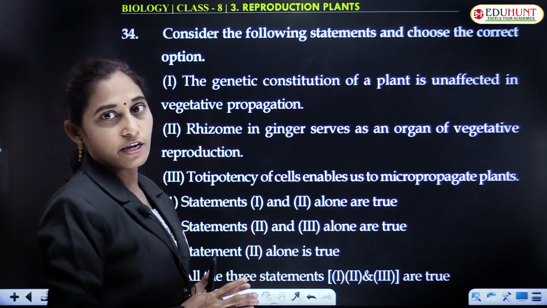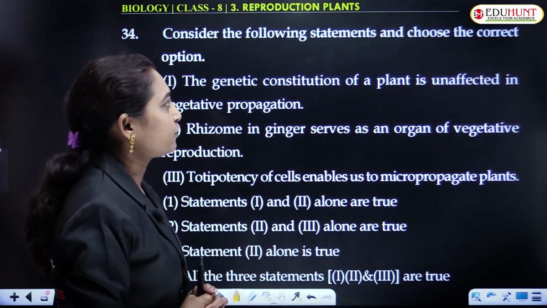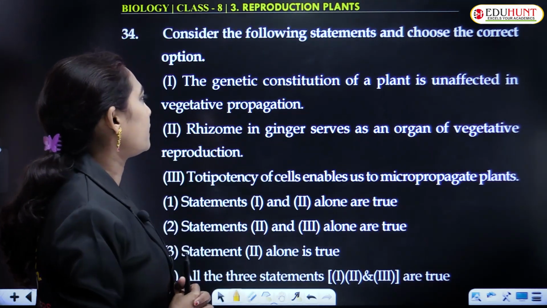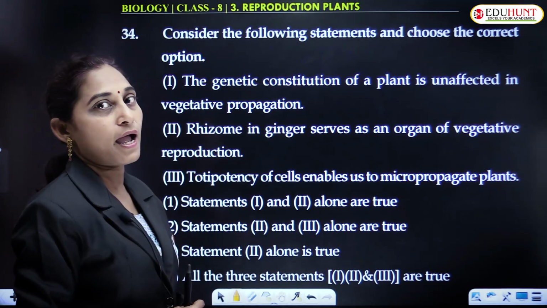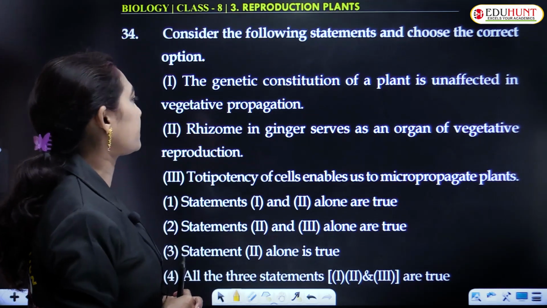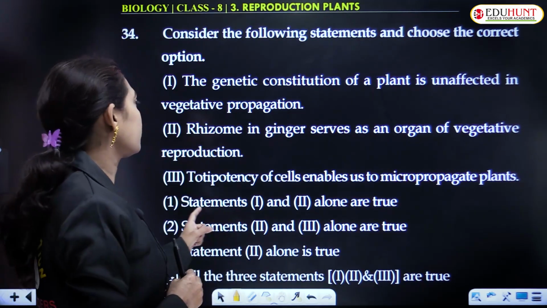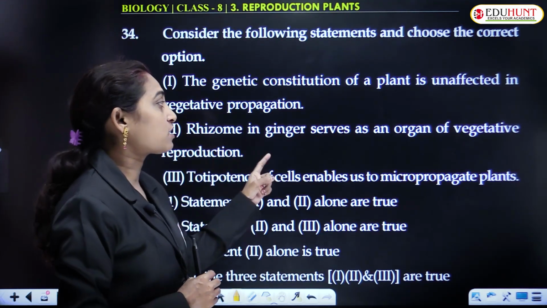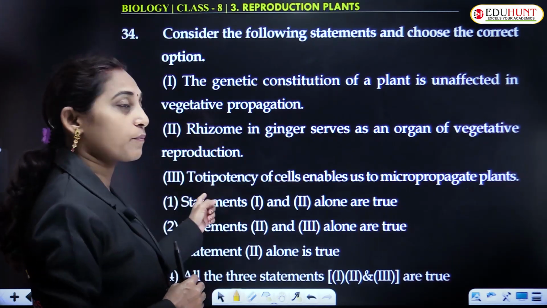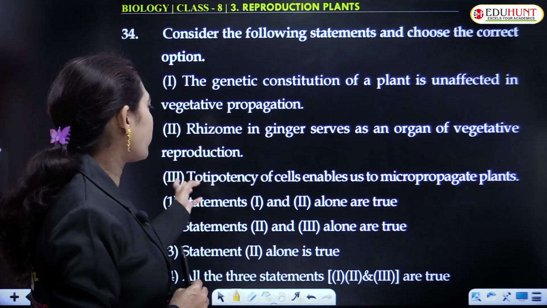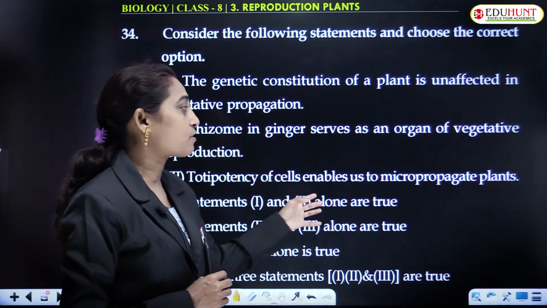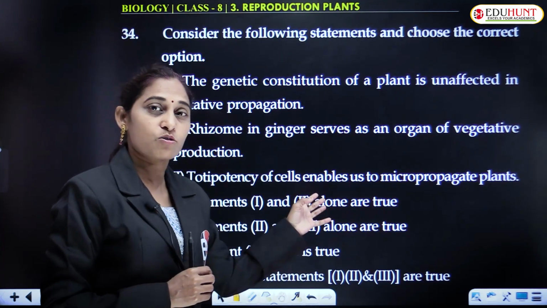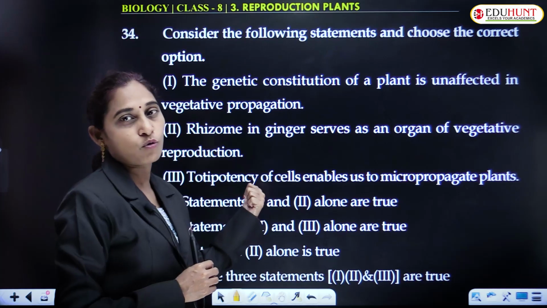Consider the following statement and choose the correct option. The genetic constitution of a plant is unaffected in the vegetative propagation. It is correct. Rhizome in ginger serves as an organ of vegetative reproduction. Yes. Totipotency of cells enables us to micropropagate plants. It is also true, because what is meant by totipotency?